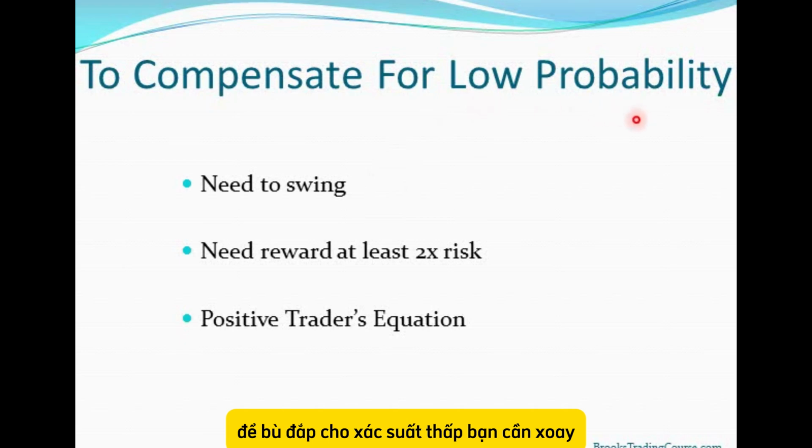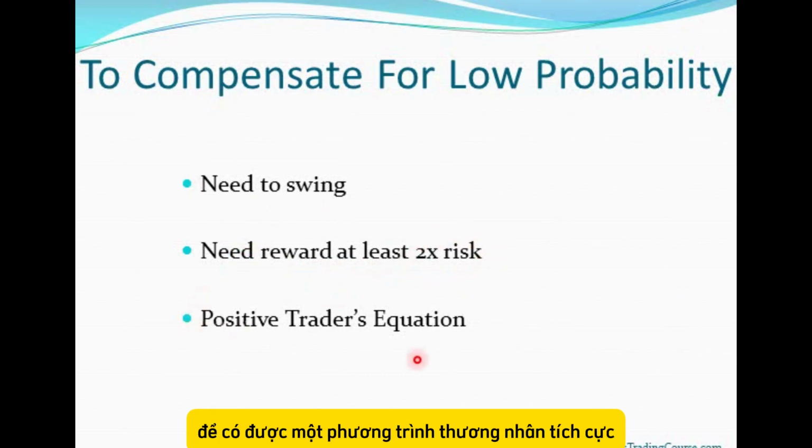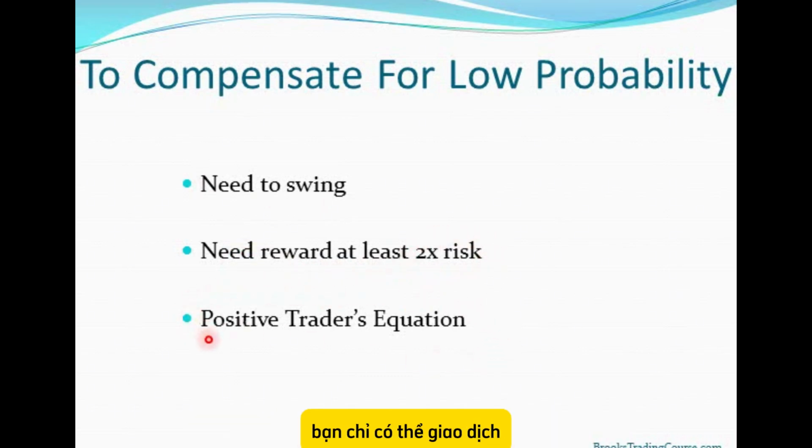To compensate for the low probability, you need to swing. You need to take a reward that's at least twice the size of your risk to get a positive trader's equation. You can only take a trade that has a positive trader's equation, or else you're going to lose money.